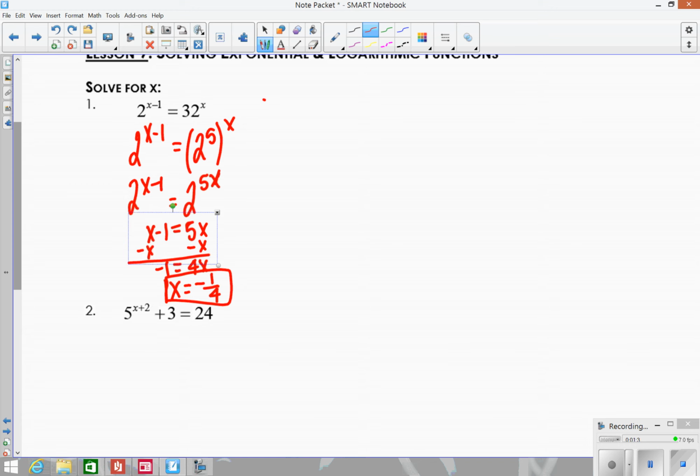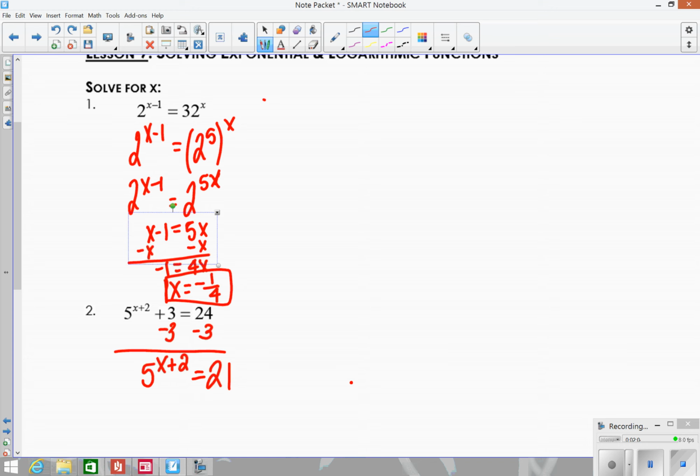What we want to do for this example is isolate this exponent. So that means I need to bring the 3 over. So first let's start with that. So we have 5 to the x plus 2 equals 21. So then we want to ask ourselves, now that we have just the base and the exponent on one side, how do I rewrite 21 as a base 5 to some power?